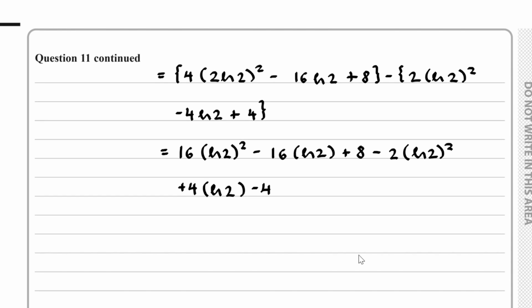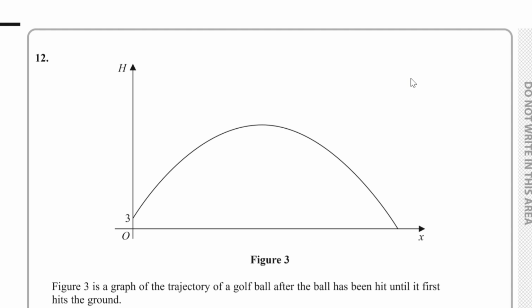So if we tidy all of this up, you can see we end up with 14 times (natural log of 2) all squared minus 12 times natural log of 2 plus 4. So this is the final result.